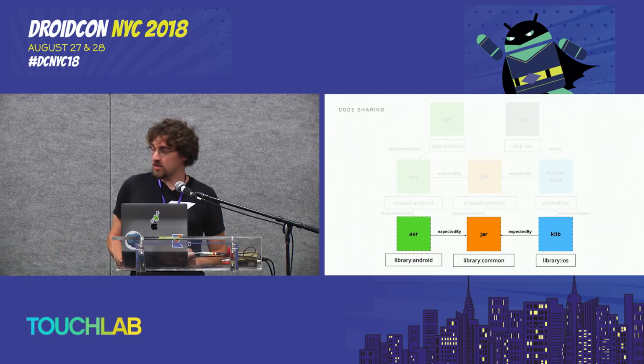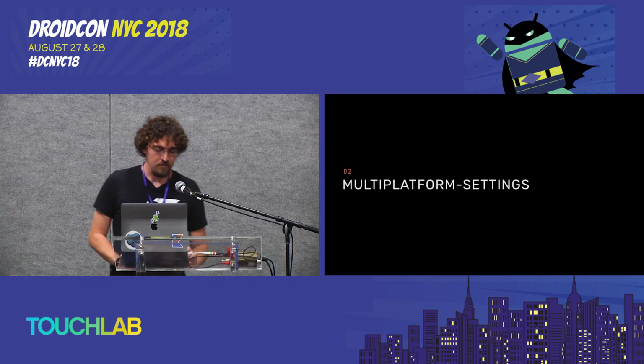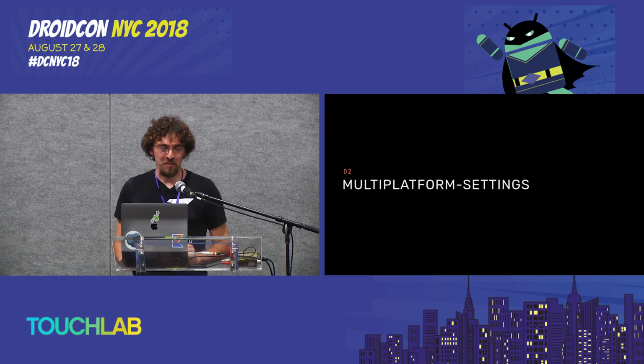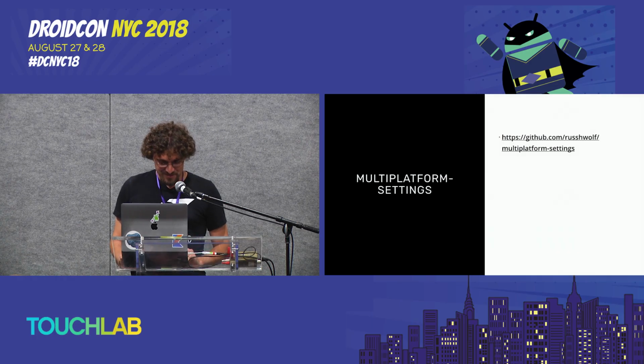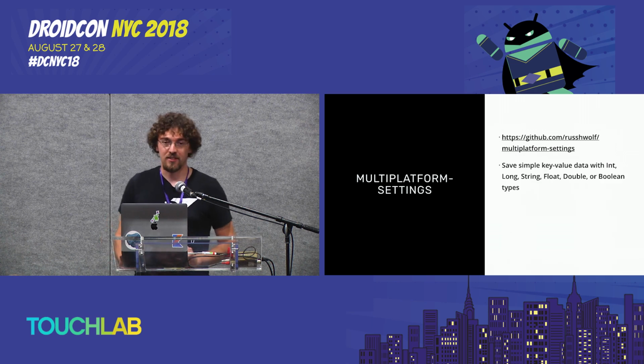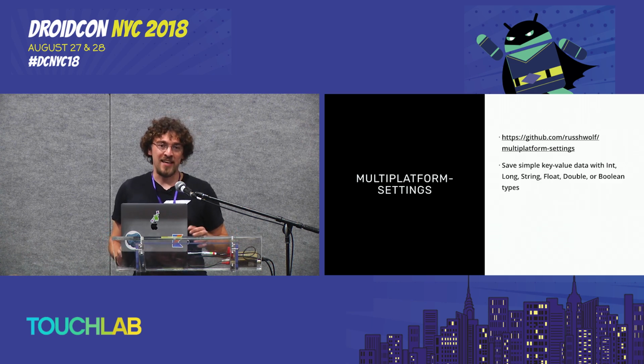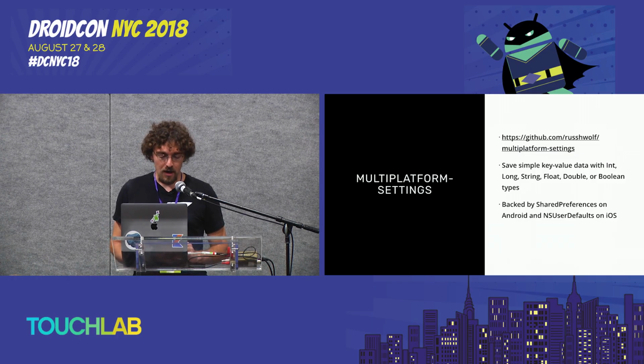So we're going to focus on this library layer, and I'm going to talk through this library that I've been building called Multiplatform Settings. It's not a super original name. I might try to come up with something more clever at some point, but I haven't yet. It's on GitHub, you can check it out there. What it does is let you save simple key value data from your common code and persist that between app starts. Under the hood, it's wrapping shared preferences, which you're probably familiar with from Android, and a similar API called user defaults on iOS.